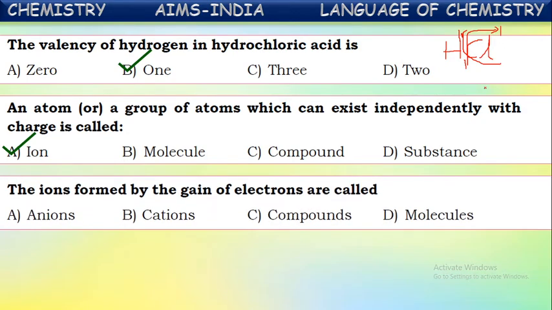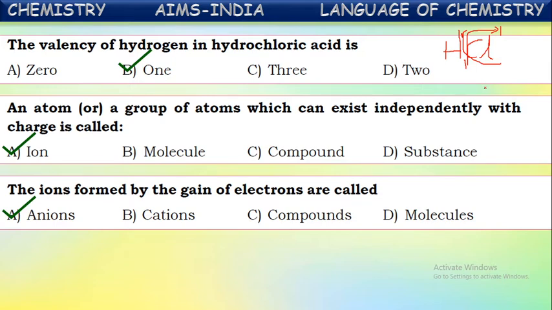Next, the ions formed by the gain of electrons are called what? Just now we told ions are formed either by gaining electrons or by losing electrons. So based upon this, ions are of two types again: the ions formed by the gaining of electrons and the ions formed by the losing of electrons. The ions formed by the gaining of electrons are called anions, and the ions formed by losing of electrons are called cations.